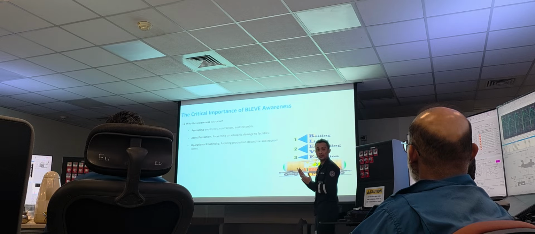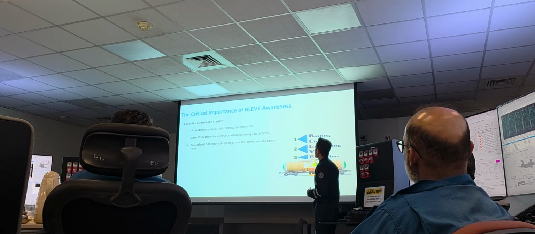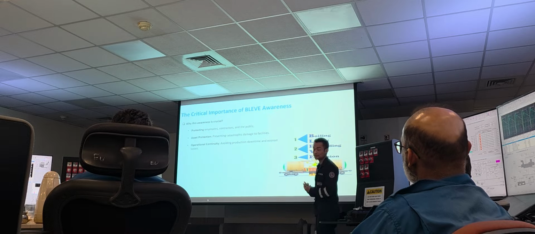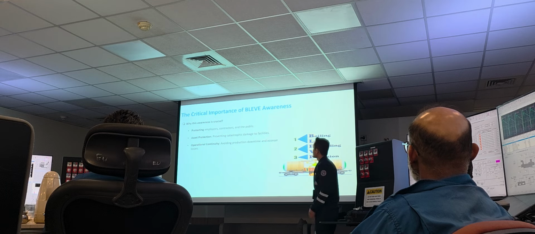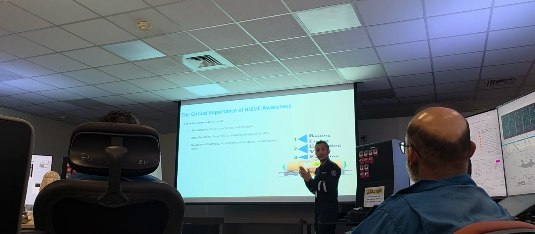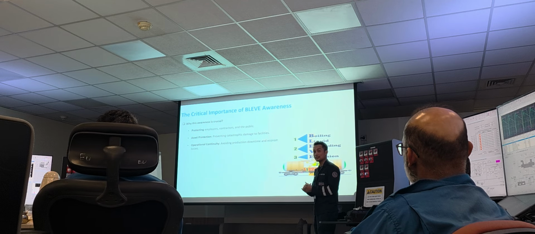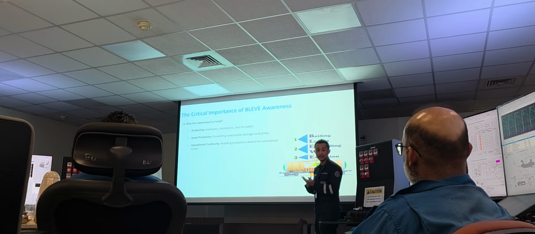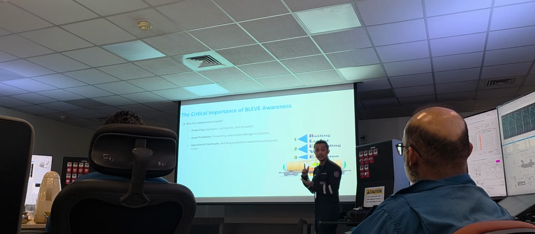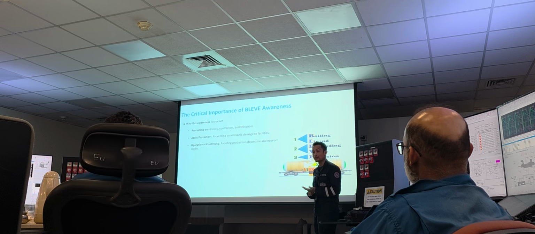Before we go one by one, this is the critical importance of BLEVE awareness. Why is it important for us? Protecting employees, contractors and the public, preventing catastrophic damage to the facility, and avoiding production downtime and economic loss. When this happens, it becomes a disaster: the tank with the flammable liquid inside ruptures, and then there is an explosion, a blast from the tank, radiant heat from the tank and the product, and a fireball from the product.